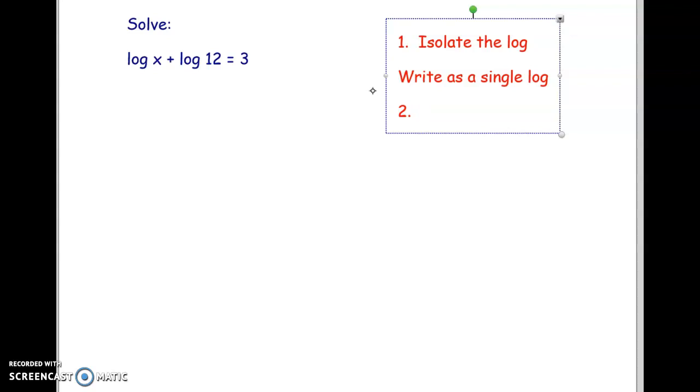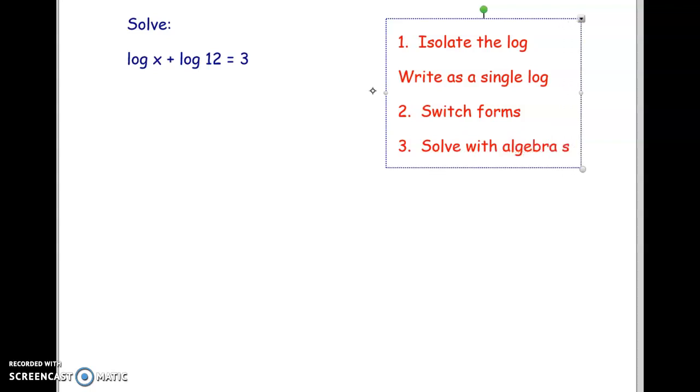Next step is to switch forms. All right, so again, that's the key, being able to switch it to the other form. So in this case, we're going to switch it to exponential form. And then the final step is to just solve with algebra steps. Okay, so here we go.